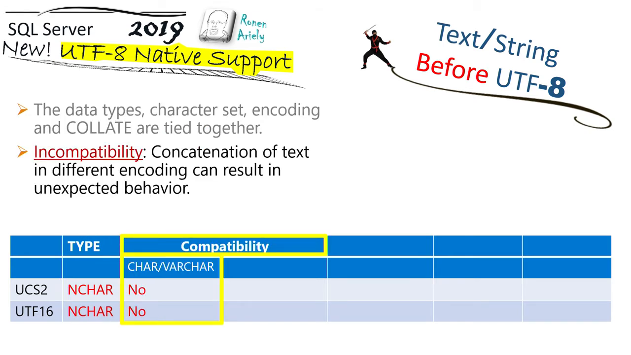When we use different data types together, for example, you have a query that uses char together with nchar, then you might get unexpected results and poor performance, because we have to do conversions. Basically, we suffer from incompatibility.